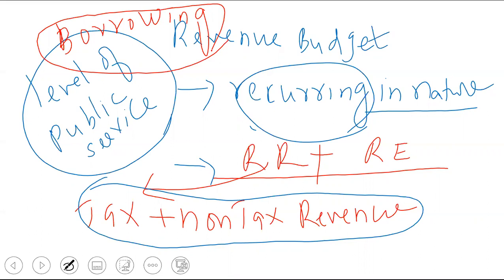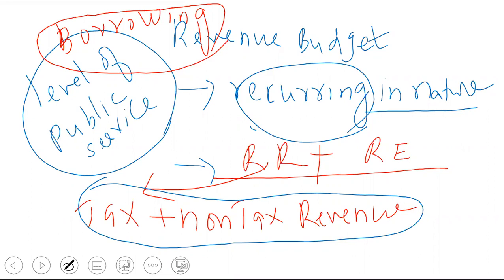Look, revenue expenditure or revenue receipt. We know that any item has two sides. One is the receipt side, the other is the expenditure side. The doubt is, madam, what comes in the revenue budget? Revenue budget includes revenue receipt. Receipt means income. And revenue expenditure. So the question is, from where does the government get the income? Simple. Government gets the income from tax revenue and non-tax revenue.